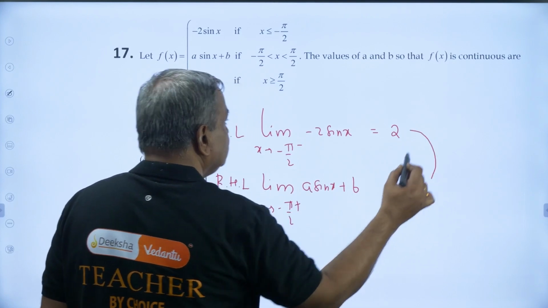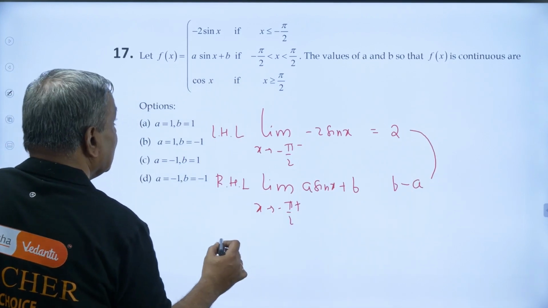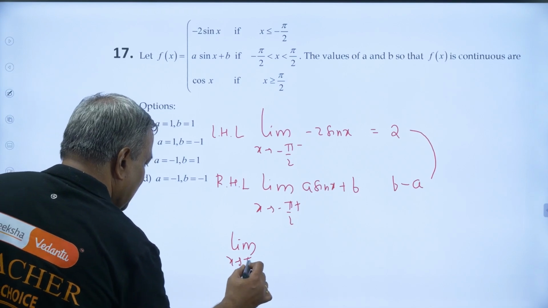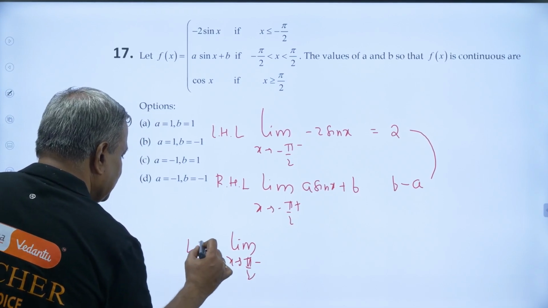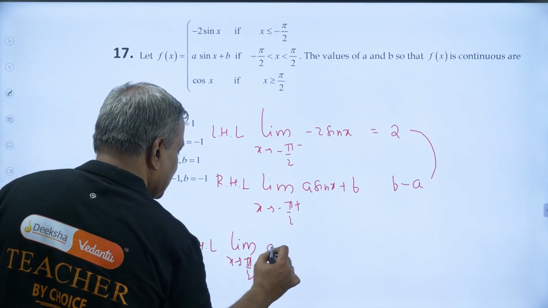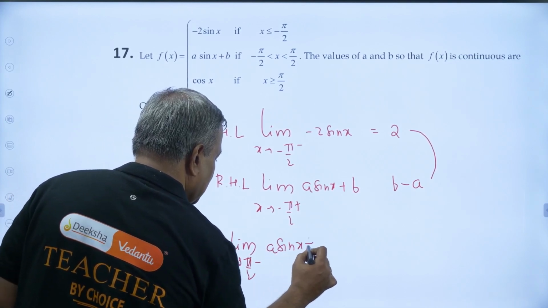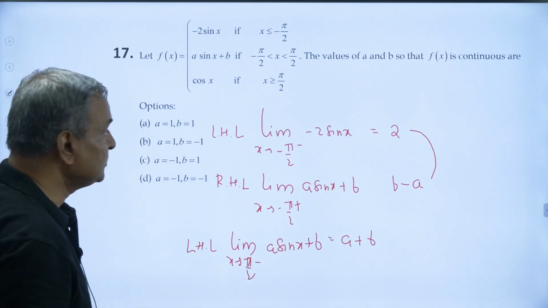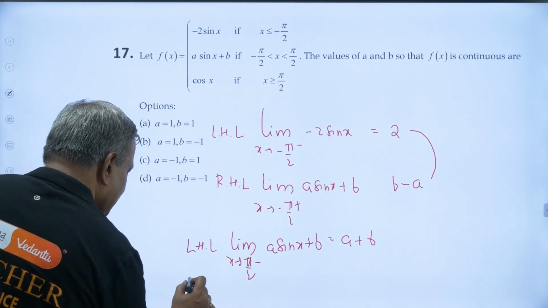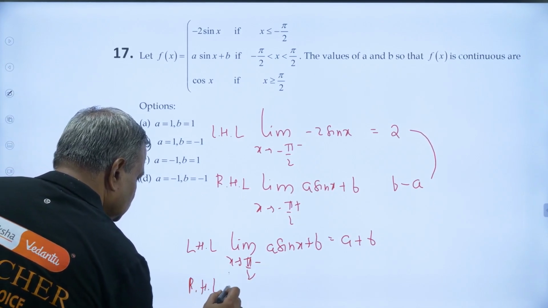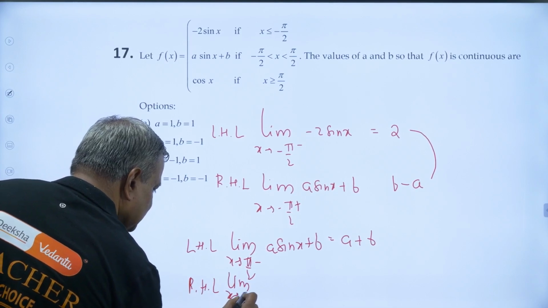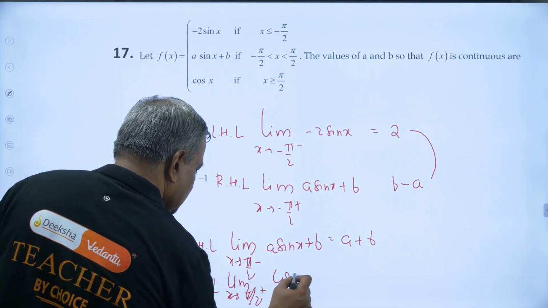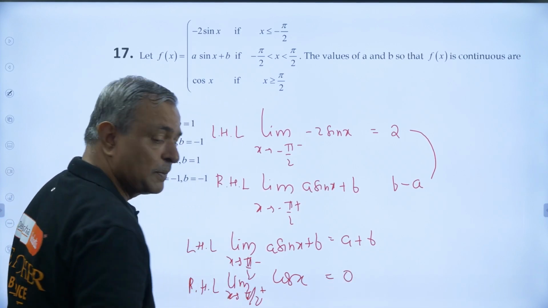These two are equal. Similarly, at pi by 2, the left hand limit as x tends to pi by 2 minus is nothing but a sin x plus b, you get a plus b because sin pi by 2 is 1. Similarly, the right hand limit as x tends to pi by 2 plus, sorry for the handwriting, cos x, cos pi by 2 is equal to 0. So a plus b equal to 0.